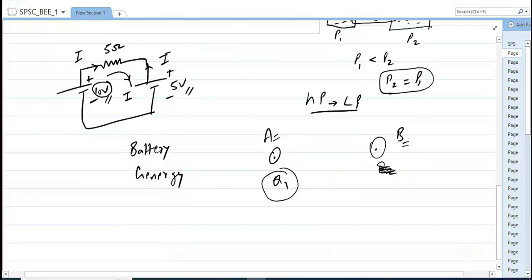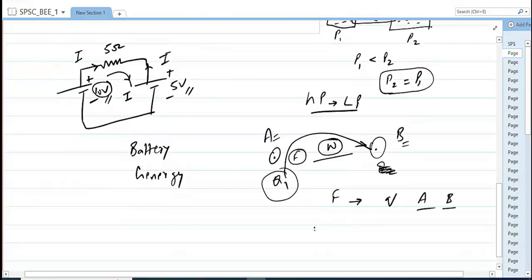If you are moving this Q1 particle from A to B, definitely you are doing some work, and the force you use for that work is decided by the voltage you have. So how do you define voltage here? Voltage is the force required to move a charge from one point to another point. Or otherwise you can define voltage as work done per unit charge.